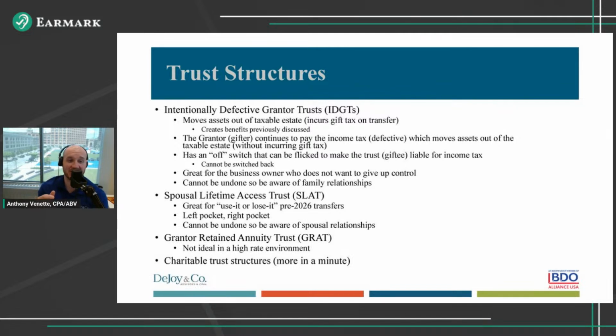So it's intentionally defective, right? Meaning that it can be defected. So there's functionally an off switch in there where we can turn the giftee into making them liable for the income tax, right? That can't be switched back, but maybe for individuals who have younger children or maybe young working adults that they're gifting to that can't afford the income tax bill for now, we can do that over time and then switch it over once they got to the point where they can support that on their own.